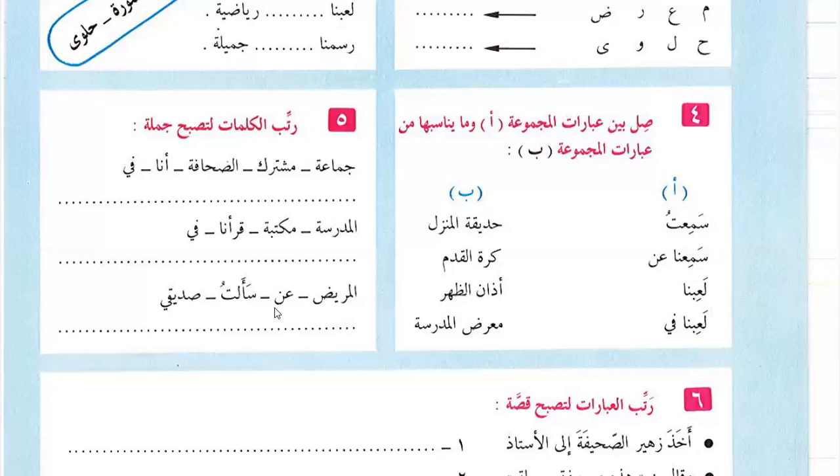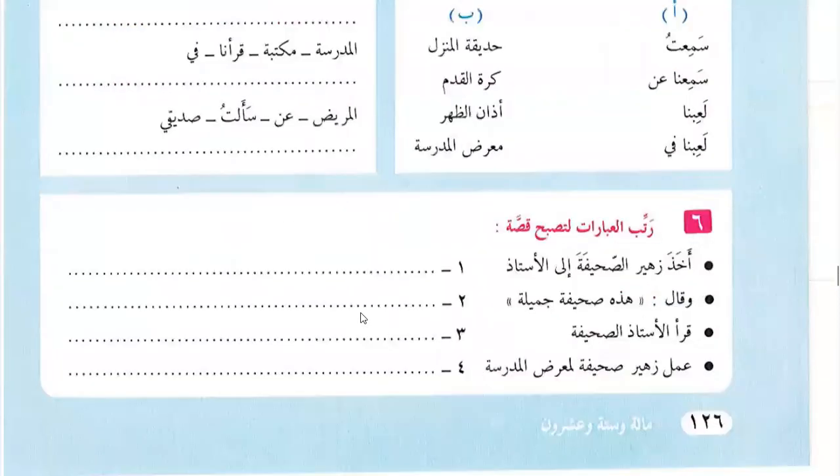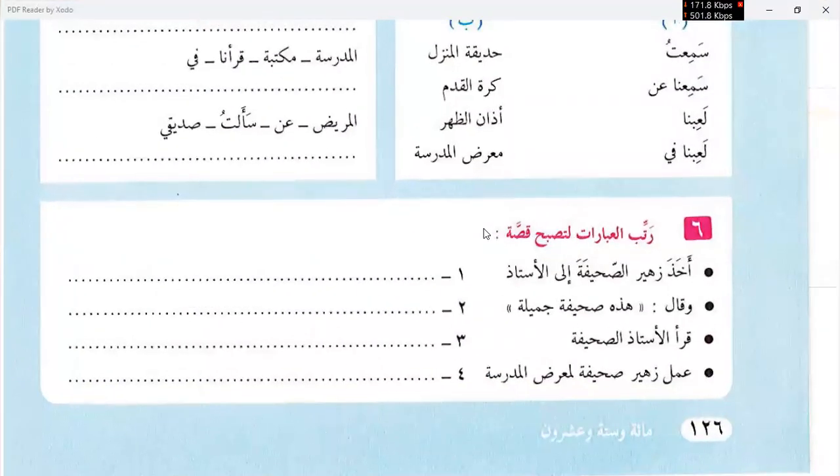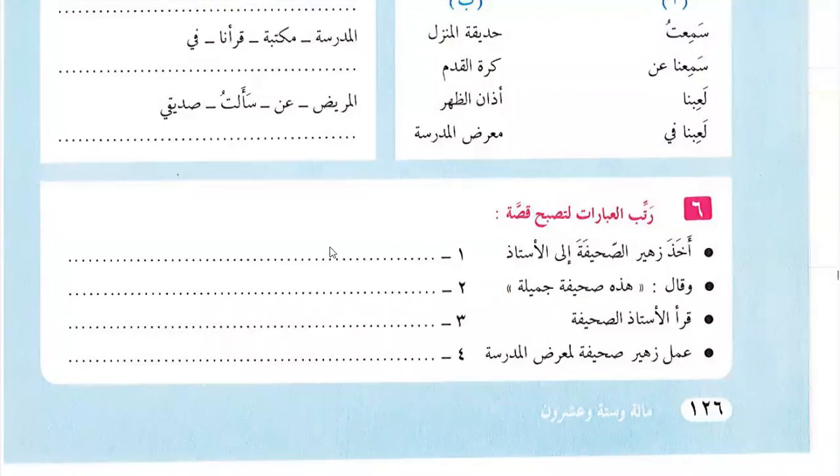Arrange the phrases so that they become a story. What is the first sentence in the story? You need to make a story using these four sentences. Anyone can answer. I was late. We have not read this story before. This is a new story for everyone.